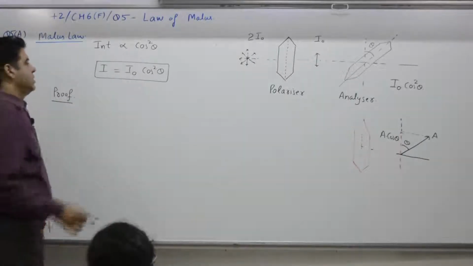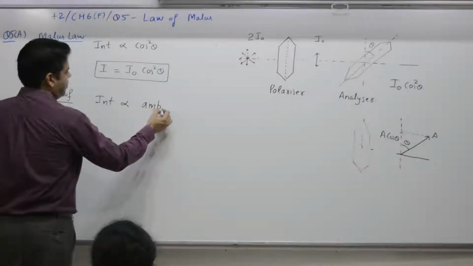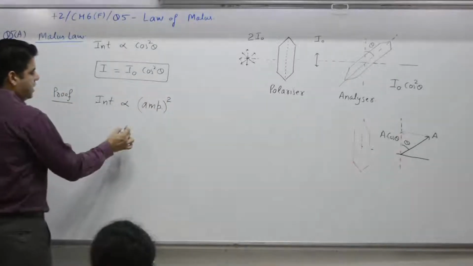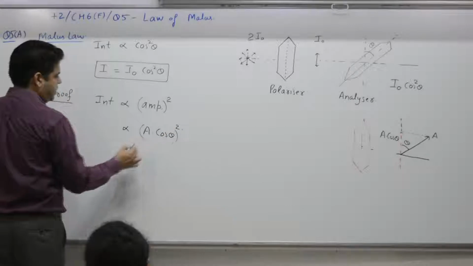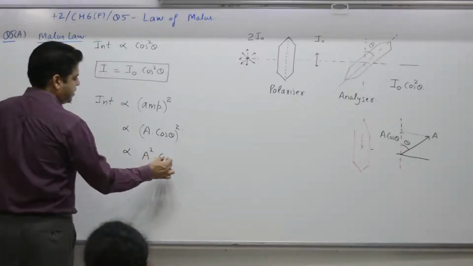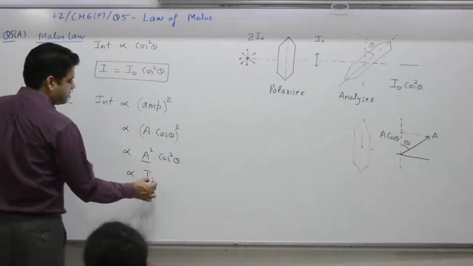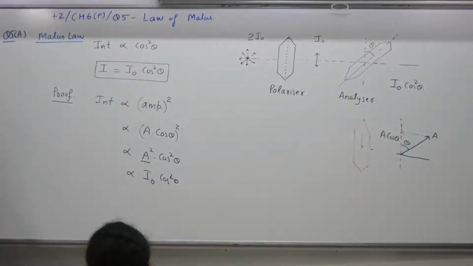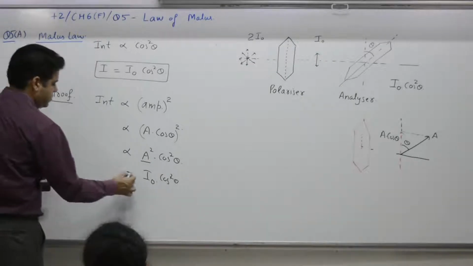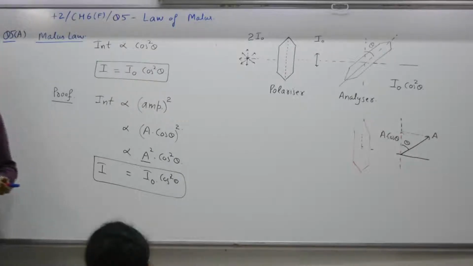This is the amplitude. Intensity is proportional to the square of the amplitude. Amplitude is A cos theta, squared, proportional to A square cos square theta. This A square is the maximum intensity, in this case I naught cos square theta. It is not proportional here, it is equal to. So intensity I is equal to I naught cos square theta. Not a proof, it is a confirmation.